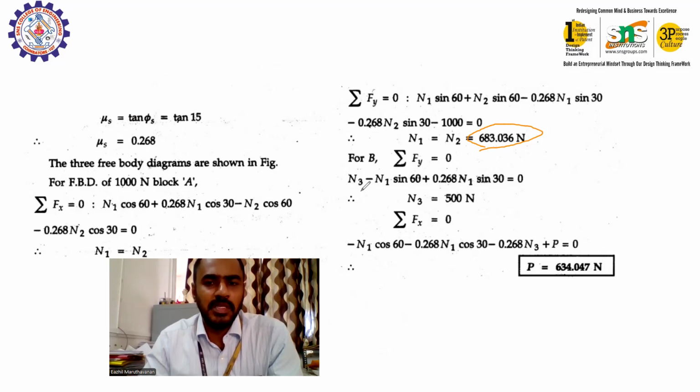Similarly, sigma Fy for B, that is the wedge. We have to consider any one wedge. Sigma Fy, we get the equation N3 minus N1 sin 60 plus 0.268 N1 sin 30 is equal to 0. We get the N3 value as 500 Newton. When we substitute the N3 value in the resolving equation of sigma Fx, we get the value of P. The value of P is equal to 634.047 Newton. Thank you.